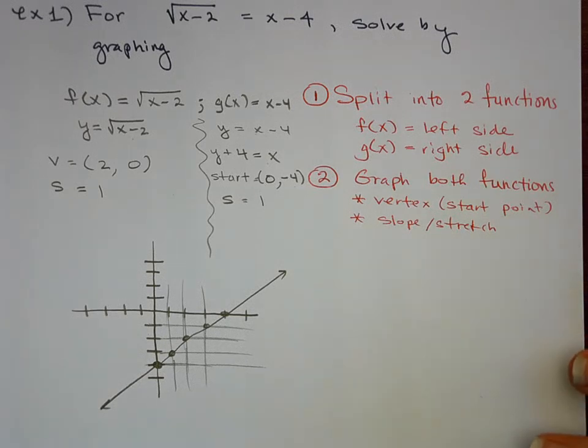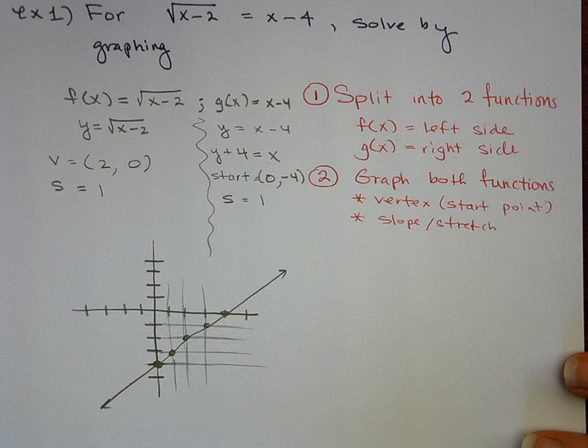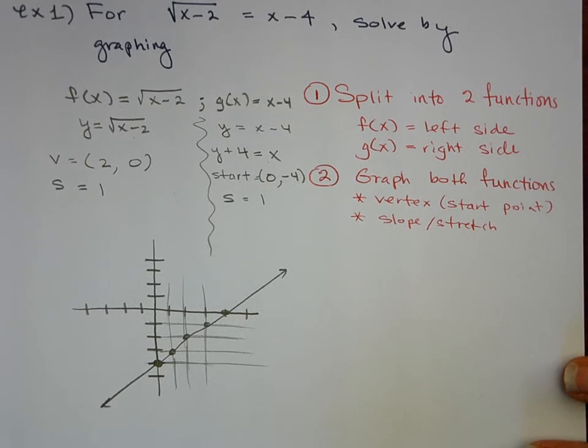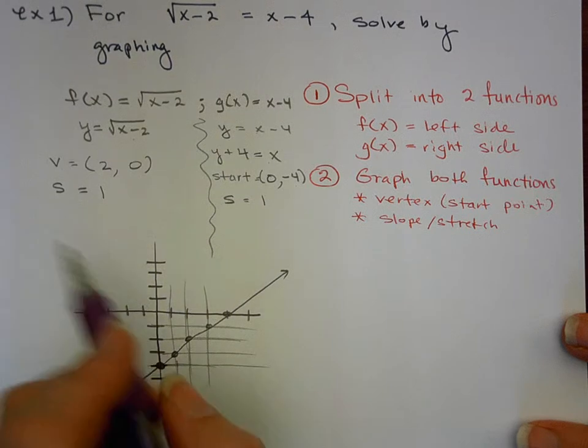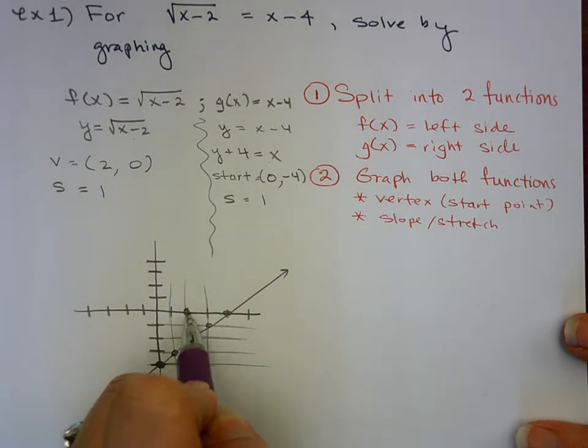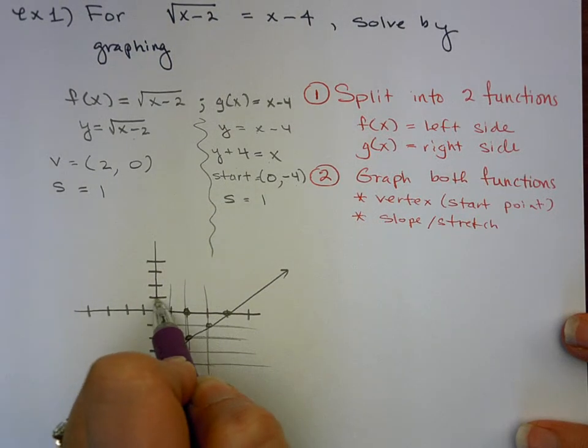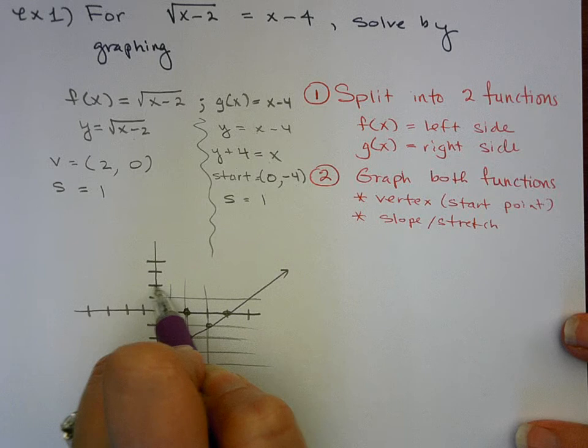Okay, so let's see here. Giselle, why don't you help us with this one? So what's my vertex on this one? 2, 0. So I'm going to go over 2, up 0. And then how do I use my slope or stretch?